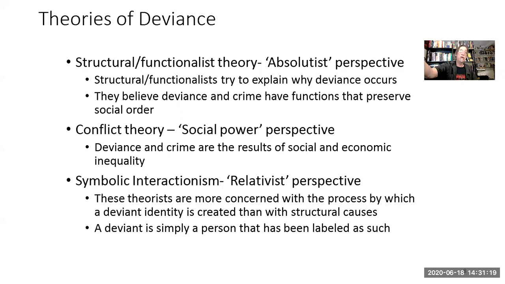You should have come across these theory groups in chapter 1, and I did a brief lecture about some of them. Structural functionalist theory, they tend to have an absolutist perspective. Some acts are absolutely deviant. How do you know they're absolutely deviant? Well, because they violate so many of the legal and social codes in so many societies. That's a bit of circular reasoning. You see that a lot with structural functionalists.